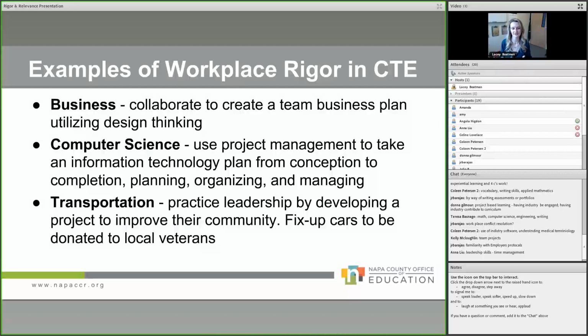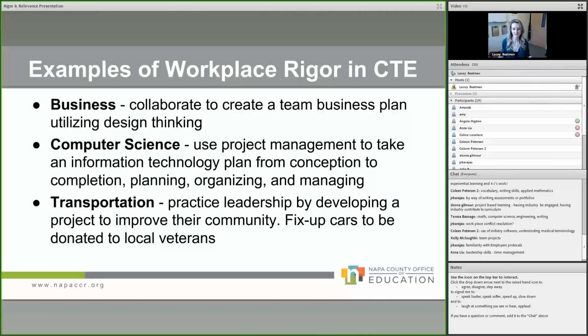In computer science, students might use project management to take some kind of information technology or IT plan from conception to completion. And along that, they'd be planning, organizing, and managing. That goes along with what Anna shared of leadership skills and time management. And project management could really fit into any industry sector as well.